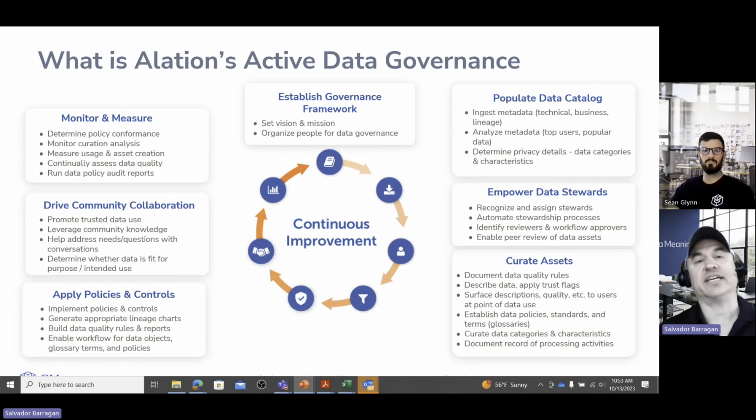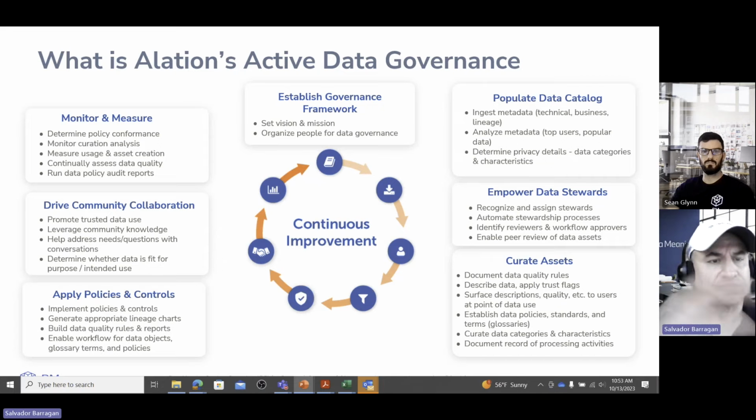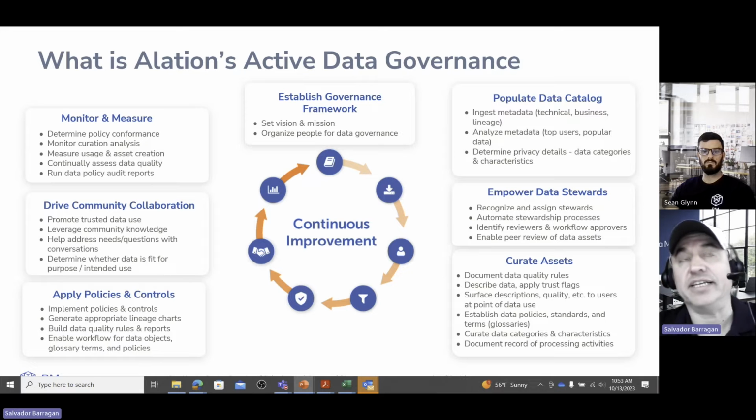So what is Alation's active data governance? Alation's active data governance really is a framework that addresses, I would say, most of what data governance needs to be addressed, but leveraging Alation. You can see these as steps, obviously, but at the same time, some of these steps are going to be intertwined. So even though it follows a circular pattern, some of these steps can be done in unison. It's not something that has to be seen as step 1, step 2, step 3, but we do have a first step, and that would be to establish the governance framework.